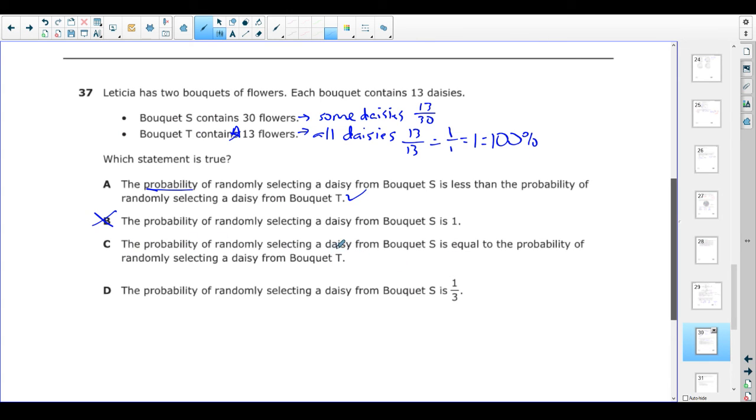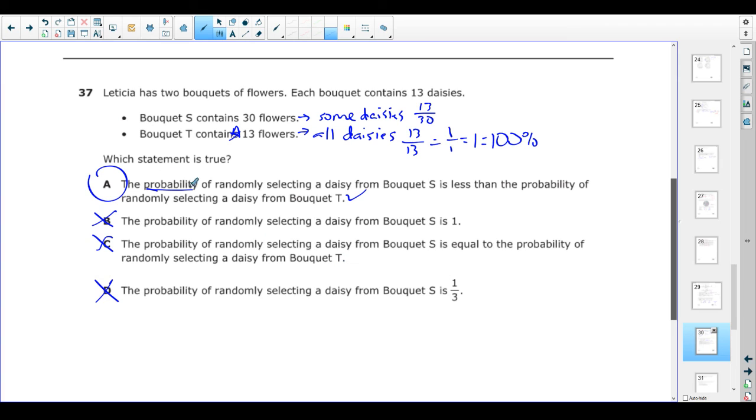C, selecting from S is equal to the probability. These are definitely not equal. They have an equal number of daisies, but not an equal chance, because bouquet S has a lot more flowers in it. And the probability of randomly selecting from bouquet S is 1/3. We said we couldn't simplify 13 over 30, which means it cannot be 1/3. That just leaves answer A.